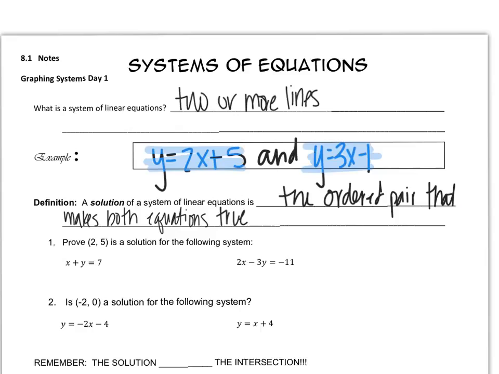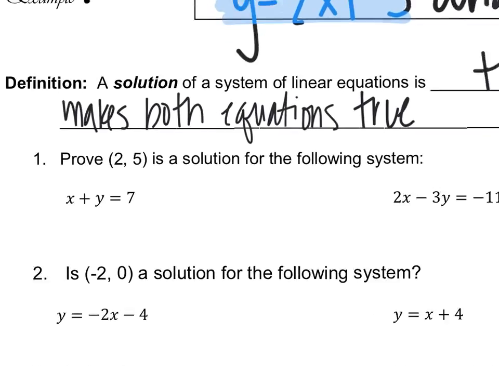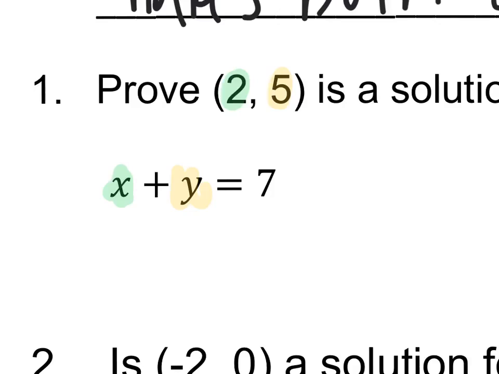Now, in a graph, that's going to look a little bit different, and we're going to get to that in a second. But first of all, we're going to prove that (2, 5) is a solution for the following system. So if (2, 5) is a solution, then I need to plug in 2 for x, and I need to plug in 5 for y, and see if I really do get 7, like it says I'm supposed to. So we're going to see what happens. I'm going to replace x with 2, and I'm going to replace y with 5, and I want to see if it really is 7.